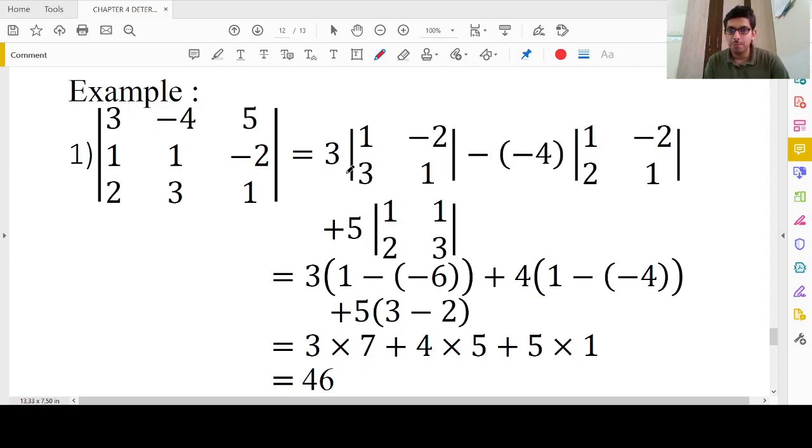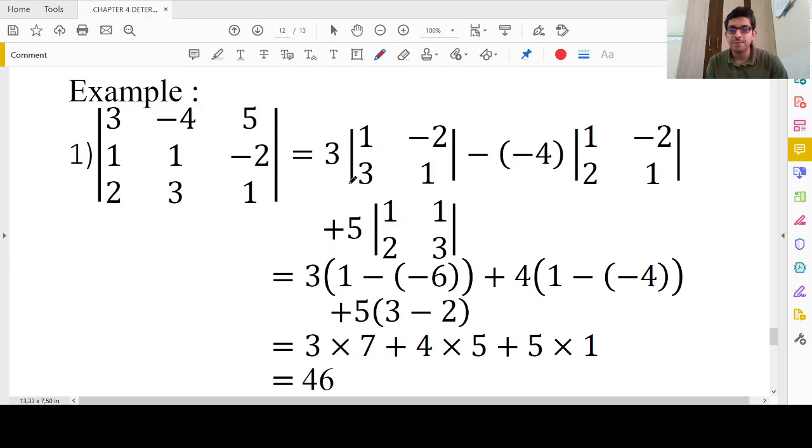So instead of writing minus 1 to the power 1 plus 1, minus 1 to the power 1 plus 2, as I told in the previous remark, it can be multiplied with plus 1, minus 1, plus 1. That means since we are taking first row, first column, the element is A11, so it should be multiplied with plus 1. Then alternately the sign will change. So first is multiplied with plus 1, second will be multiplied with minus 1, and third will be plus.